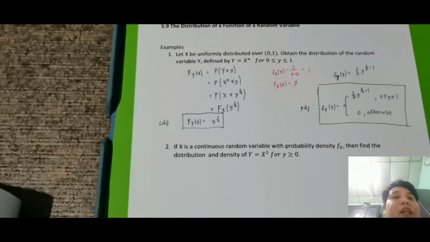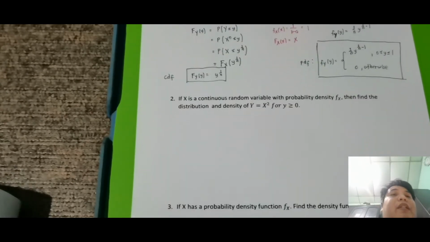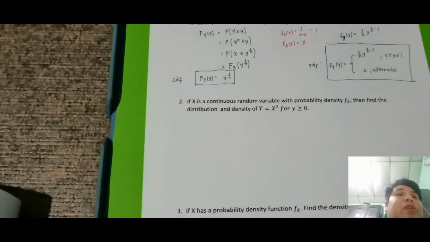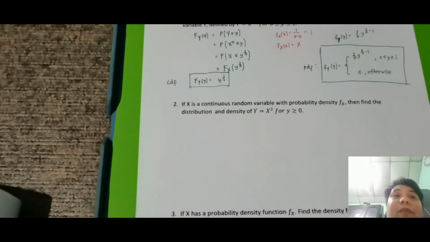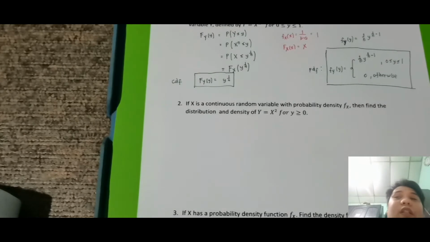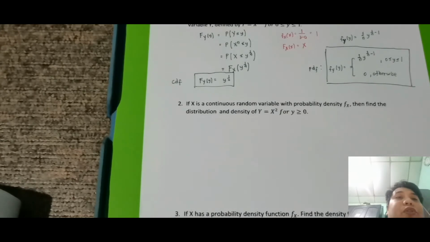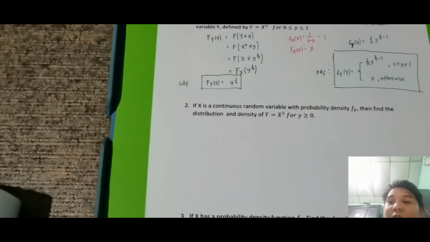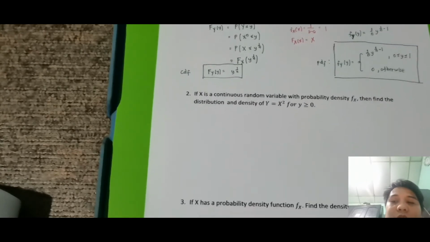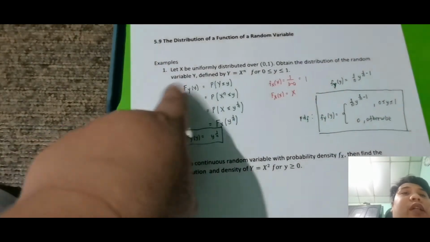So now, punta tayo dito sa next. If X is a continuous random variable with probability density function of f sub X, kung napansin mo, continuous random variable, hindi sinabi kung exponential, uniform, or something na normal. Walang sinabi kung ano man siya. Then, find the distribution and density of Y equal to X squared for Y greater than or equal to 0. Okay, so we start again with this part.